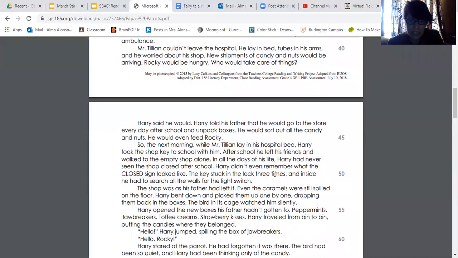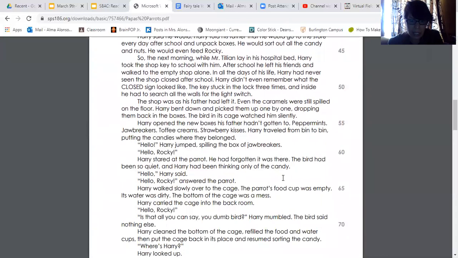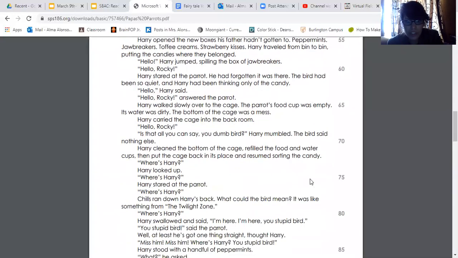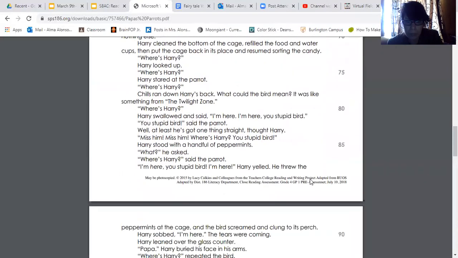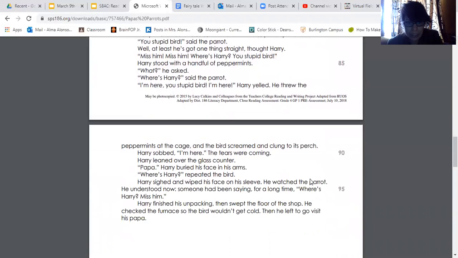And towards the end, as the parrot keeps saying the same words over and over again, where's Harry, where's Harry, he realizes that those were the words his father used to say often, asking where Harry was. And then we see at the end that he's crying, wishing that he would have spent more time with his father.